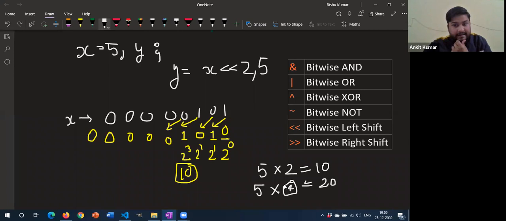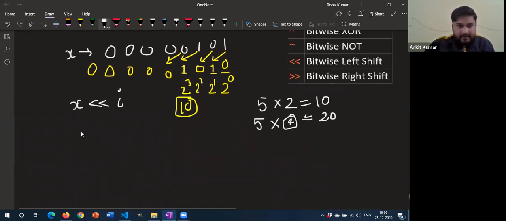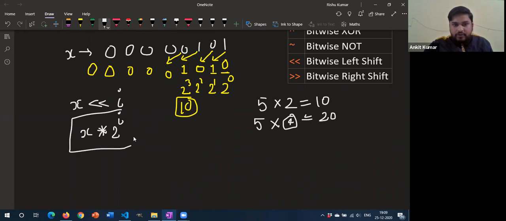So what is that trick? From here we can see that the trick is, if you have x variable or any variable and you want to shift on the left side by i places, then your formula is the original number that you have multiplied with 2 to the power i.